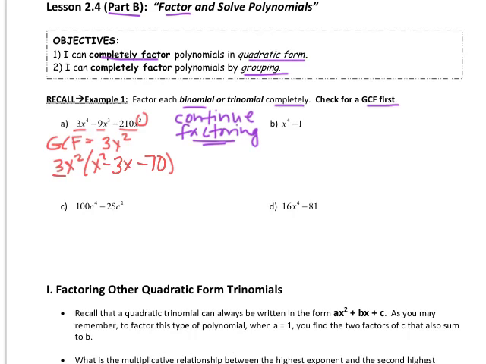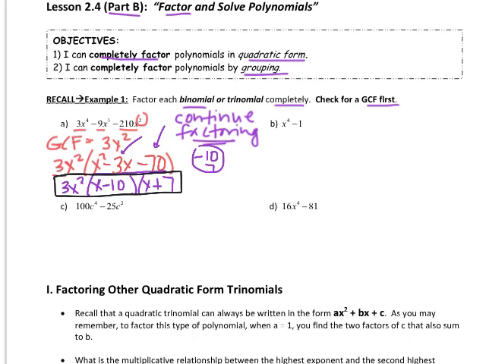Now I'm not done though, because this polynomial still has possibility of factoring. What two numbers multiply to negative 70 but add to negative 3? I came up with negative 10 and positive 7 because those multiply to negative 70 but sum to negative 3. So I will have 3x squared times x minus 10 times x plus 7. And that is my final factoring of this polynomial. So again, always check to see, is this completely factored? You know, the first step may not be your last step.